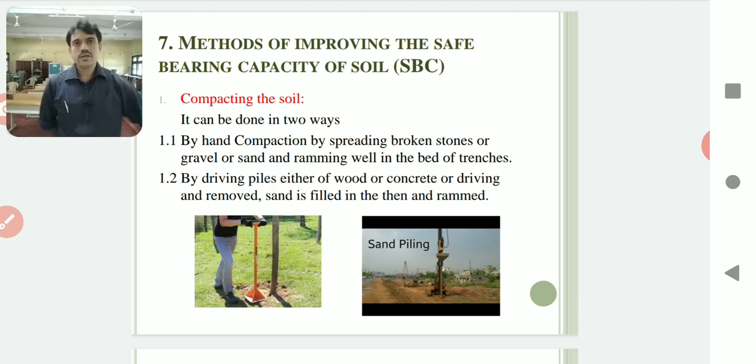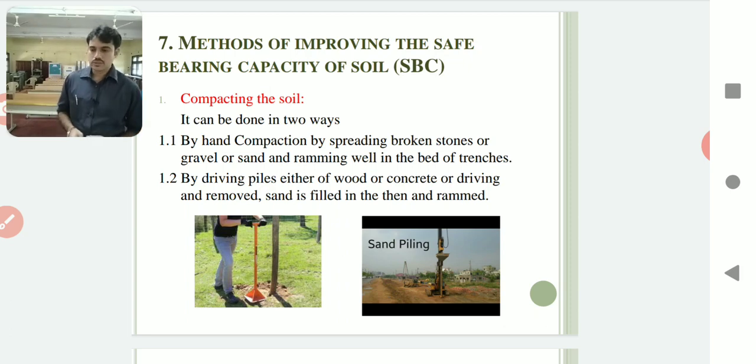First one is very simple and a known one: compacting the soil by compaction. There are two methods, one is hand compaction and the second one is by driving piles. I will explain the first one. By hand compaction, by spreading broken stones or gravel or sand, or ramming well in the bed or trenches.